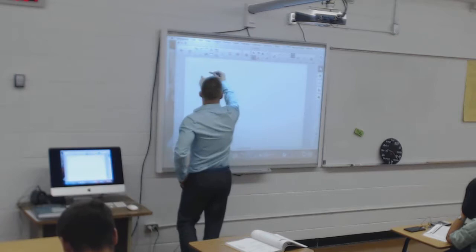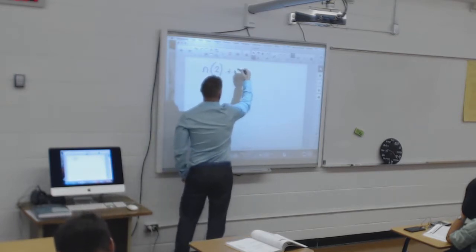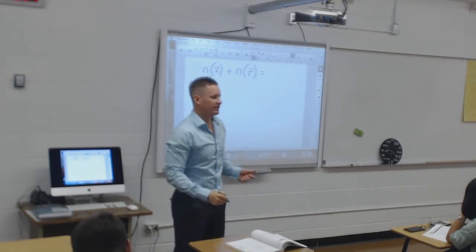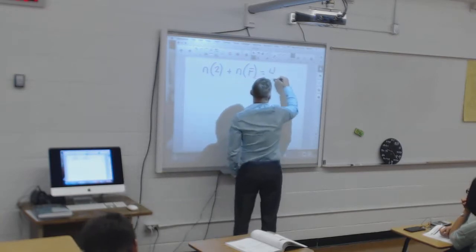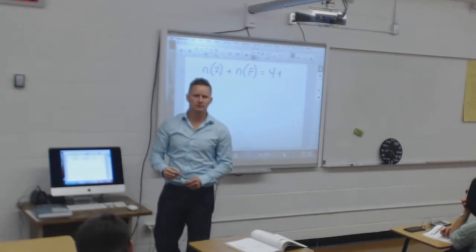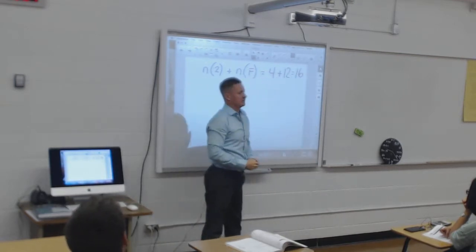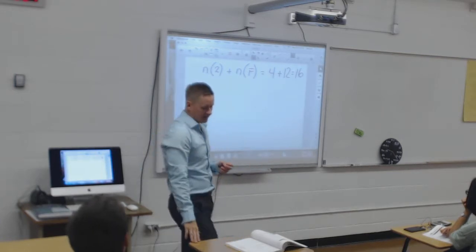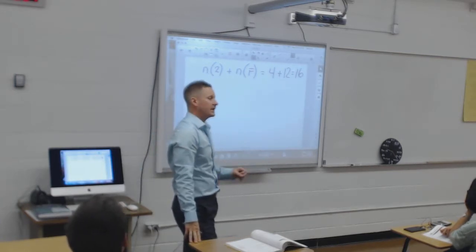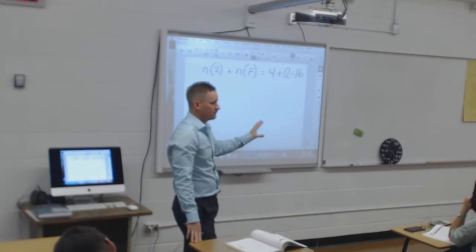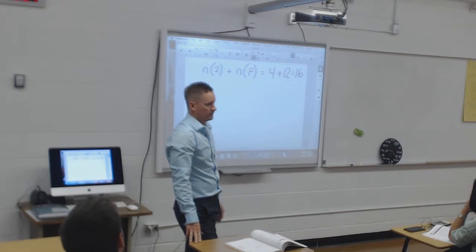So all you have to do then is find out the number of 2s and add it to the number of face cards in a deck. So how many 2s are in a deck? 4. How many face cards are there in a deck? 12. So there's 16. There's 16 ways in which I can get a 2 or a face card in a deck. Pretty straightforward, right? Okay. Questions about that? That's good.